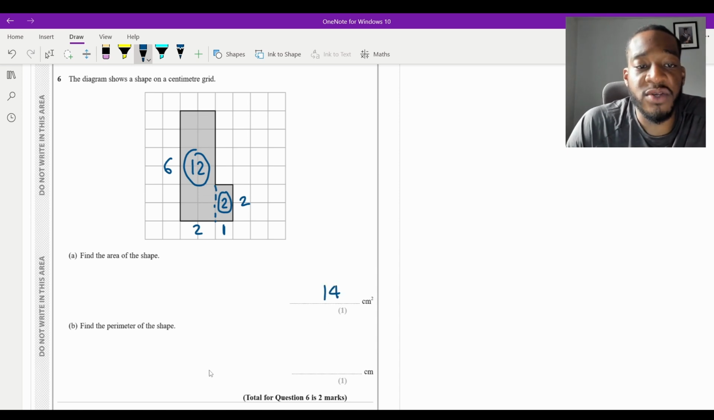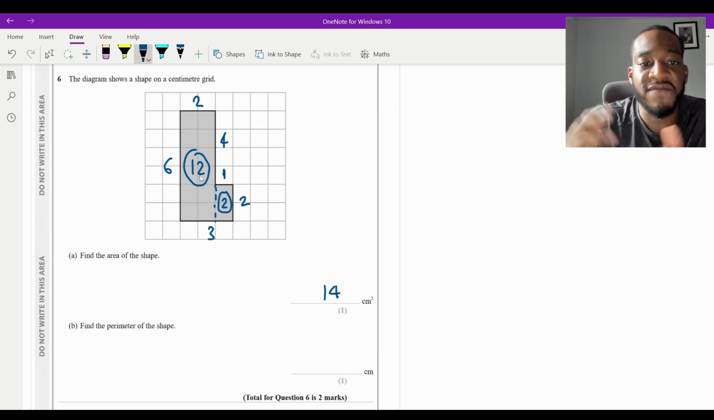Part B says we need to find the perimeter of the shape. So finding the perimeter of the shape, we need to add all the sides together. So we've got that to be 6. That's fine. 2 plus 1 is 3. So I'm going to rub this out. This one is 3. What else do I know? This is 2. The height of this one is 2. This one is a 1 right here. That one just goes 1 across. 1, 2, 3, 4. This goes 4 across. And this is 2. So all of the numbers on the outer side are the different sides of the shape.